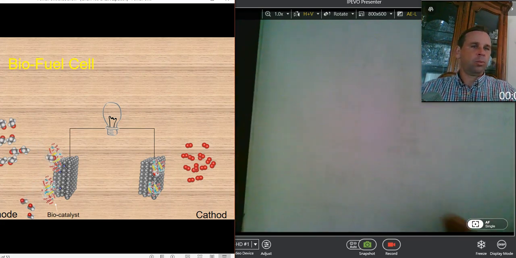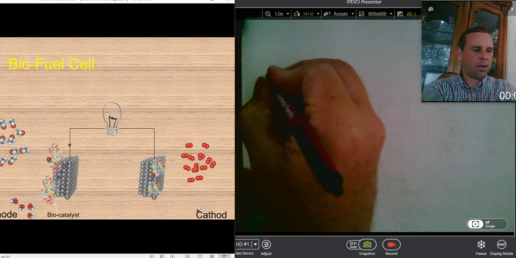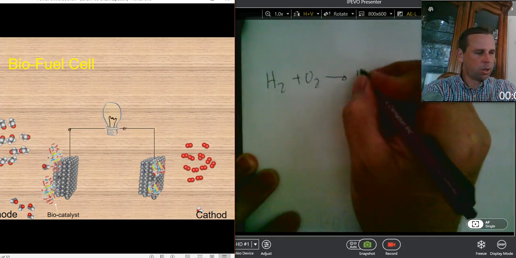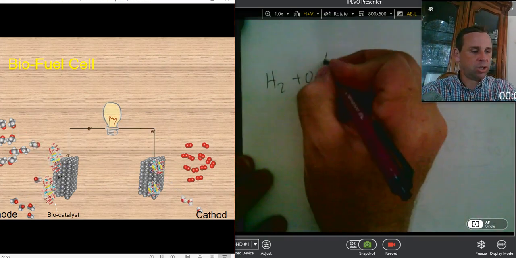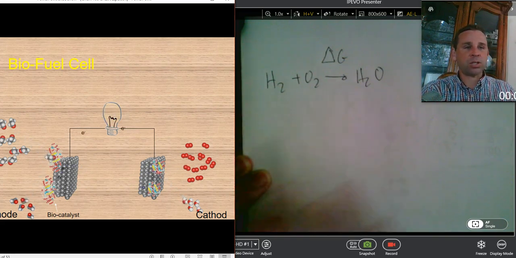Now, also, we talked about how if I have hydrogen gas combining with oxygen gas to release water, right? This process, we know the delta G for this process. Now we know what delta G is. We're not surprised by what that means anymore. We want to know if this reaction is spontaneous.